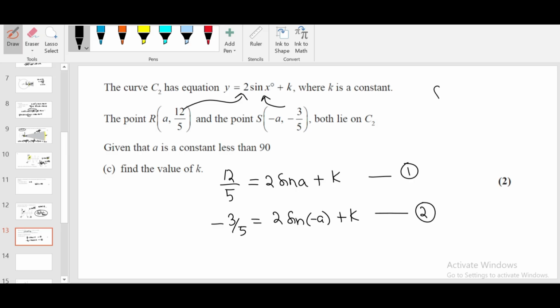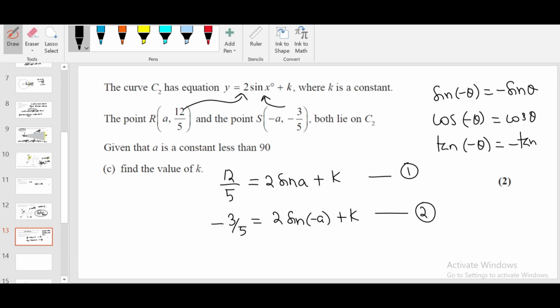You should know this: sine of minus theta is equal to minus sine theta. Cos of minus theta is positive cos theta. Tan of minus theta is minus tan theta. I can take note of it. So this becomes minus 2 sine a.